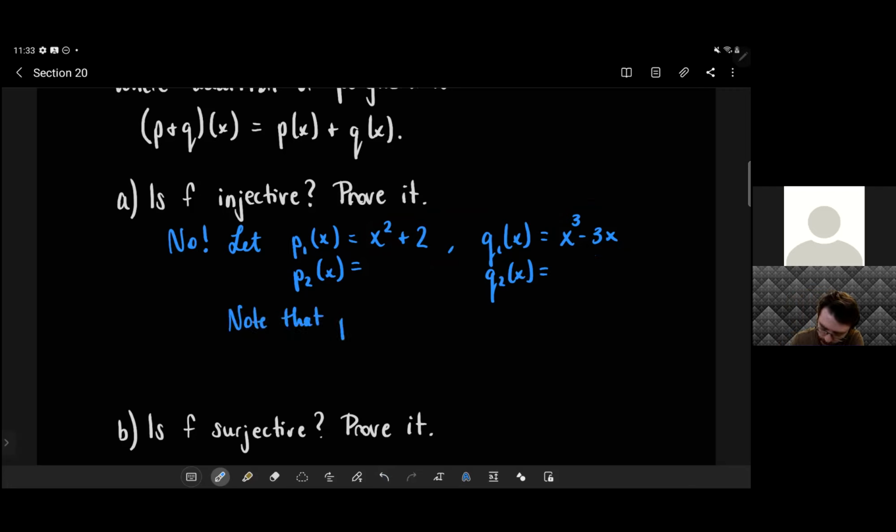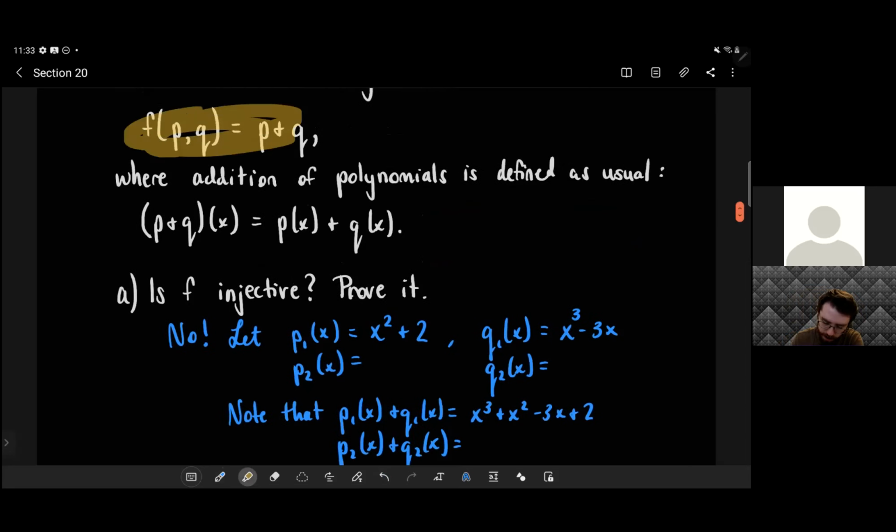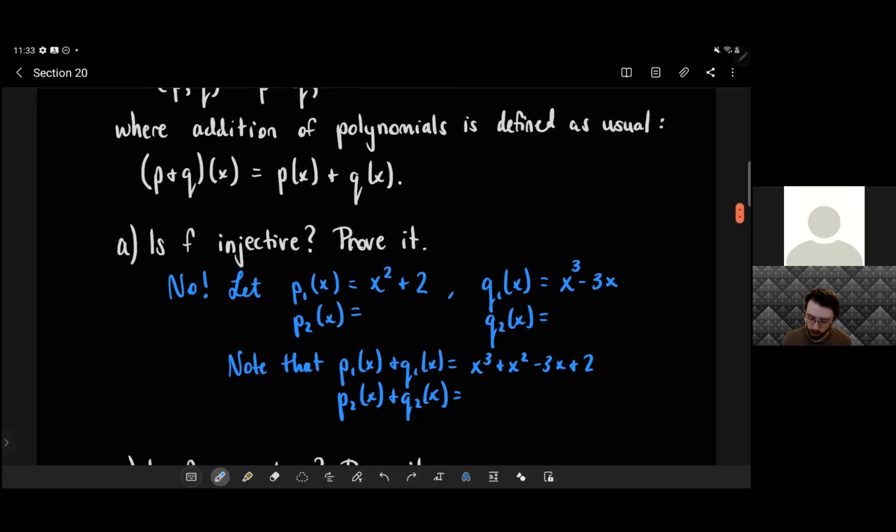Okay, so first let's write down what the sum is. So P1 plus Q1 sum together is, let's write it in a nice way, X cubed plus X squared minus 3X plus 2. And then we'll want to write down the sum for P2 and Q2 as well. Right, we're thinking of sums because that's the function we defined. We want this to also be the exact same polynomial. Right, you can add different polynomials and get the same result. Is basically all we're saying. So how could we do that?